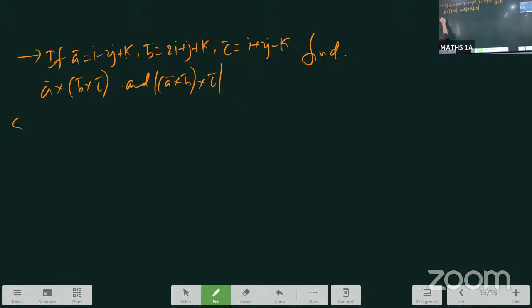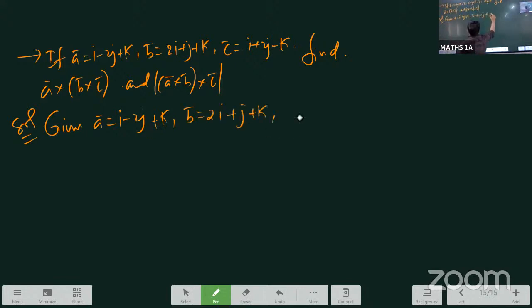Now, what is given? Your A bar is given as I minus 2J plus K. Your B bar is given as 2I plus J plus K. Your C bar is given as I plus 2J minus K. Given your A bar, B bar and C bar. Now, A bar cross B cross C.